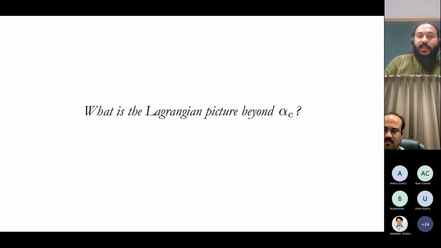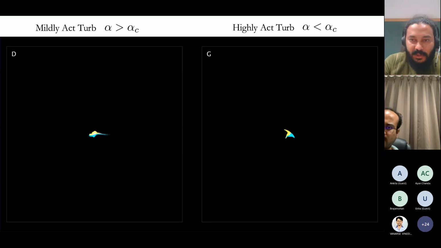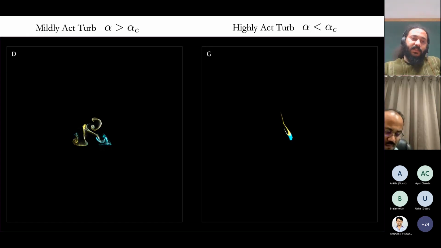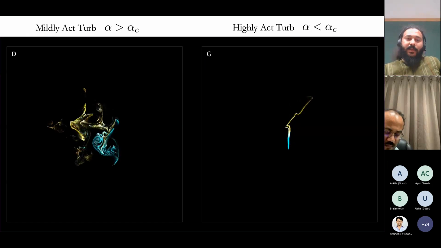Now we ask what happens to the Lagrangian picture beyond this critical level of activity. So let me just start off by showing this comparison where we introduce a puff of tracers into the flow. So you again have mildly and highly active turbulence, and I've colored them yellow and blue just to sort of represent mixing. And I want you to notice the differences between the left and right, because there are some very clear differences in dynamics.